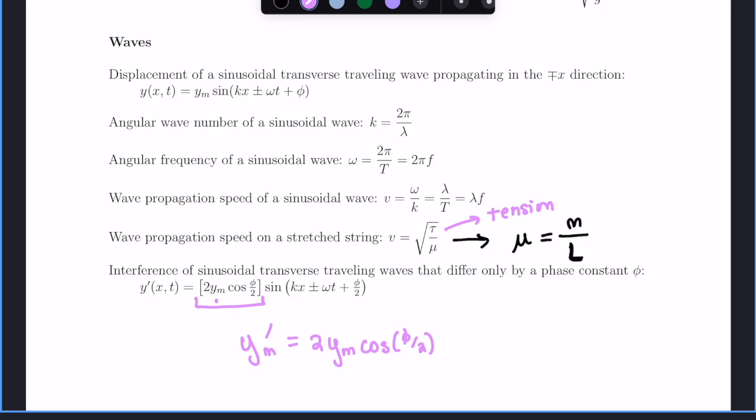No, so we won't be looking at any waves interfering with one another that have different amplitudes. The only difference would be a difference of a phase constant. That's a valid and good question to ask, but we're very confined in what types of interfering waves we're looking at. Other questions on equation sheet stuff?